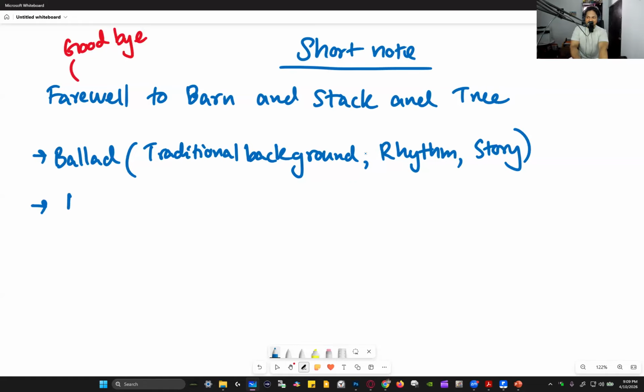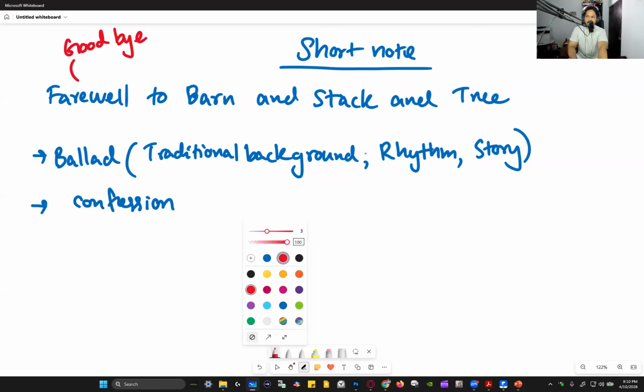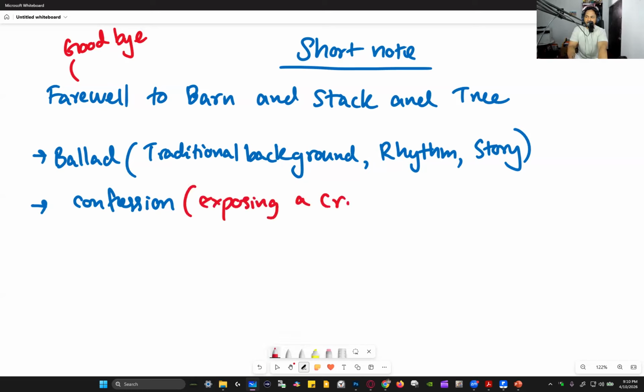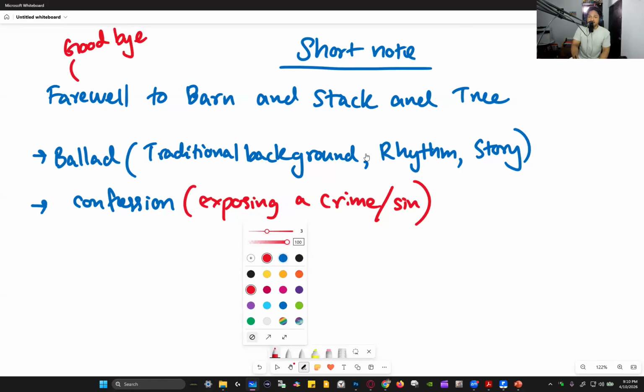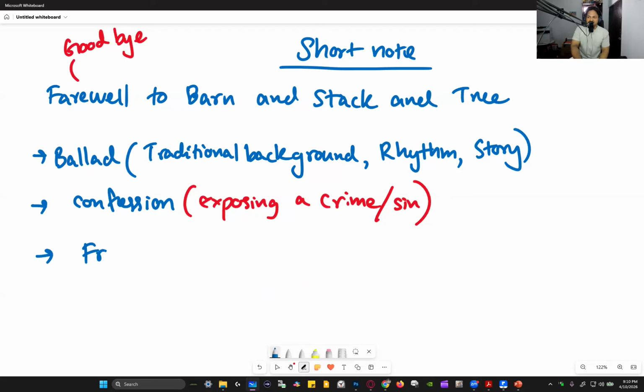There is a narrator. It's a confession, right? What do you mean by confession? Exposing a crime, or a sin. If you expose a crime or a sin, it is called a confession. This narrative is about a confession, and this confession is about a fratricide.